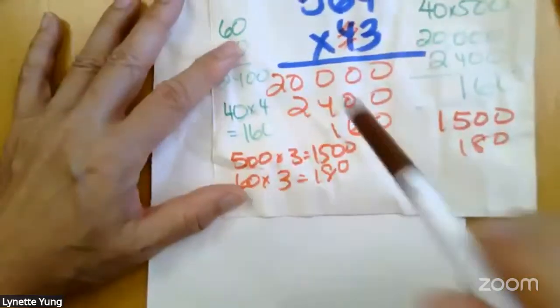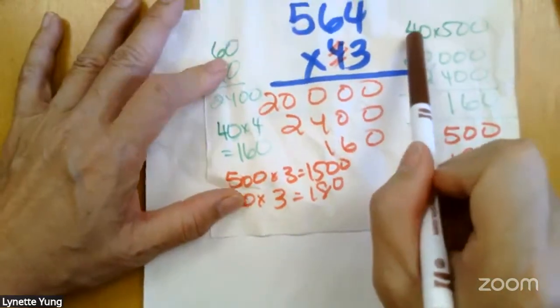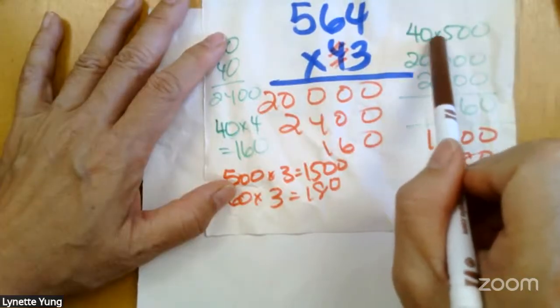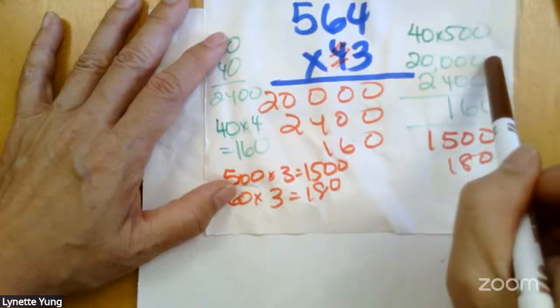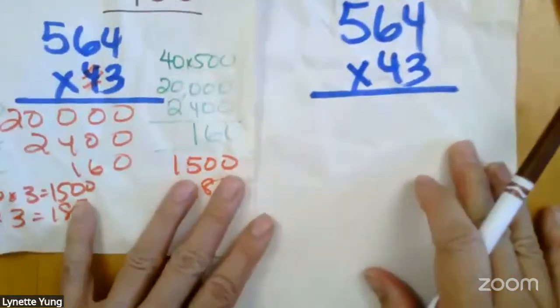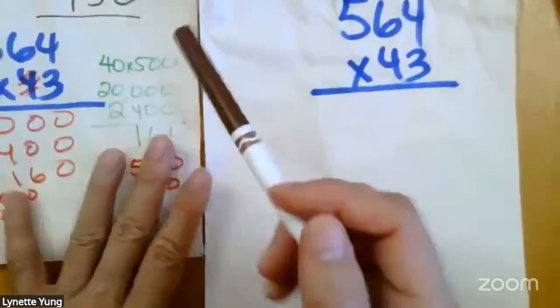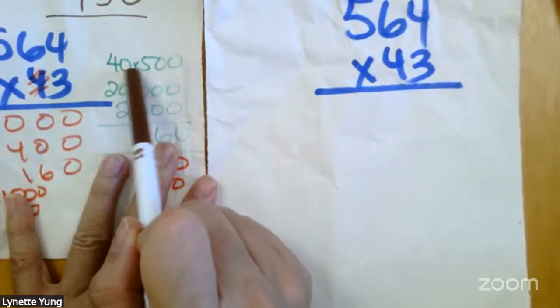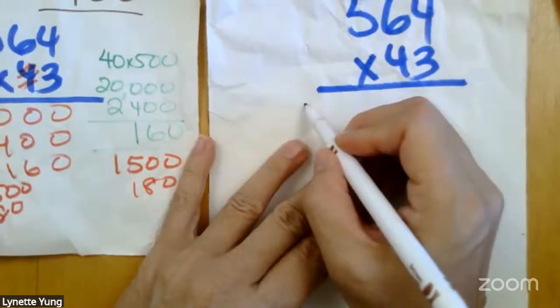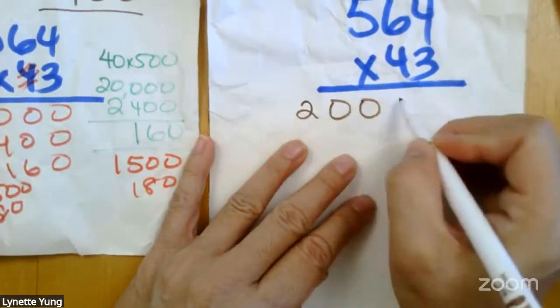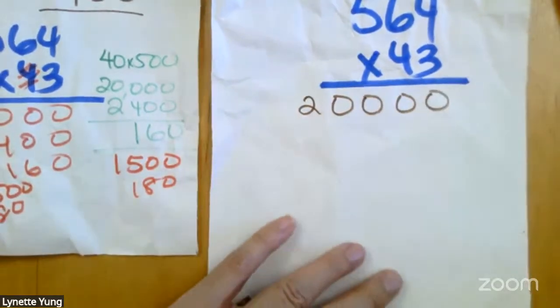The way I've seen it is they would break it out, 440 times 500, and then you get this. So they see the place values. On a separate piece of paper, they're going to do 40 times 500. So then you put in 20000. Yeah.